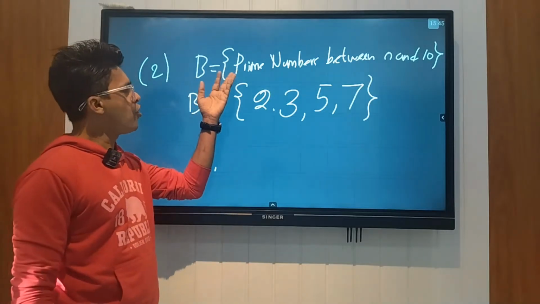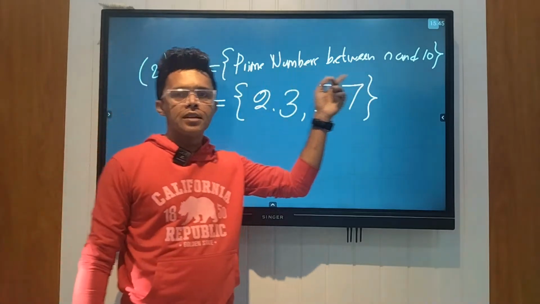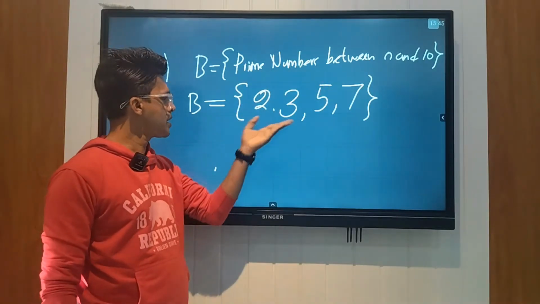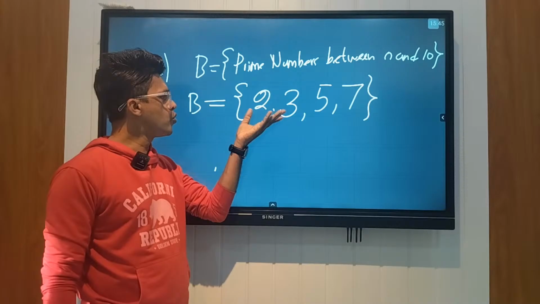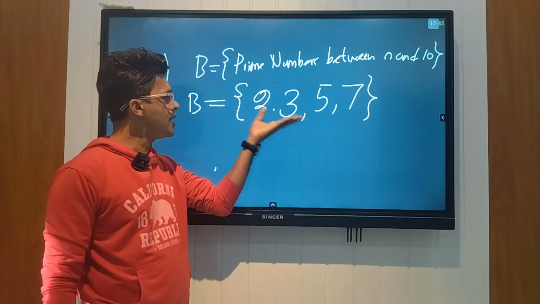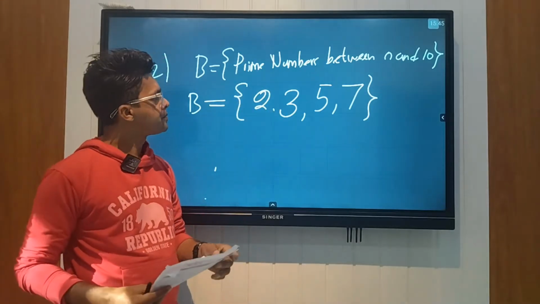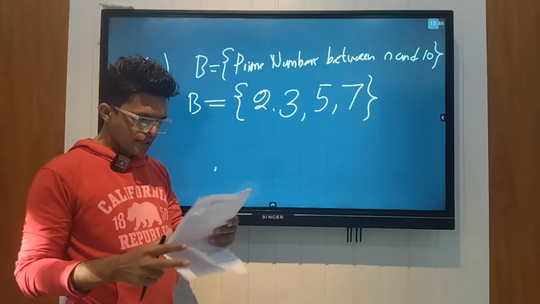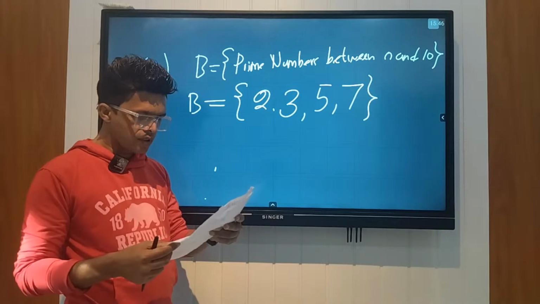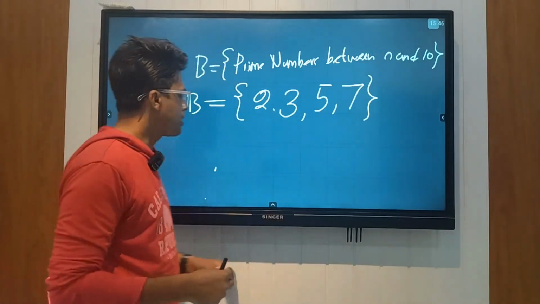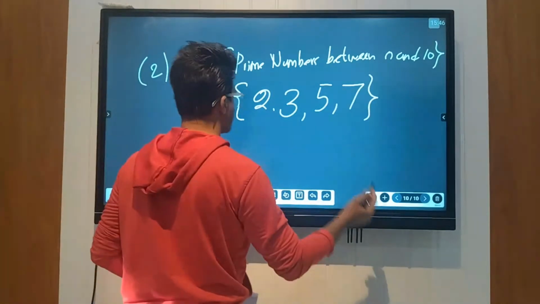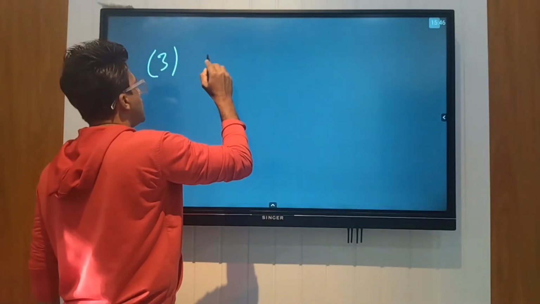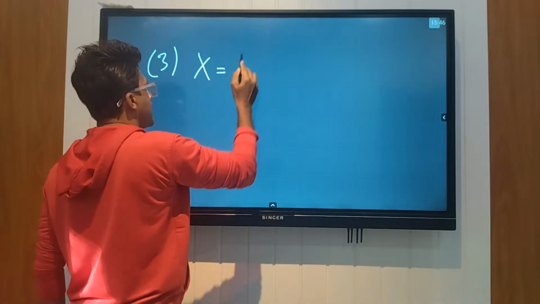Here is a common form. Considering a common property, the set B has been written. Okay, we wrote the elements of the set B. Now the other question is letters of the word. The third question. I will write this set as X.